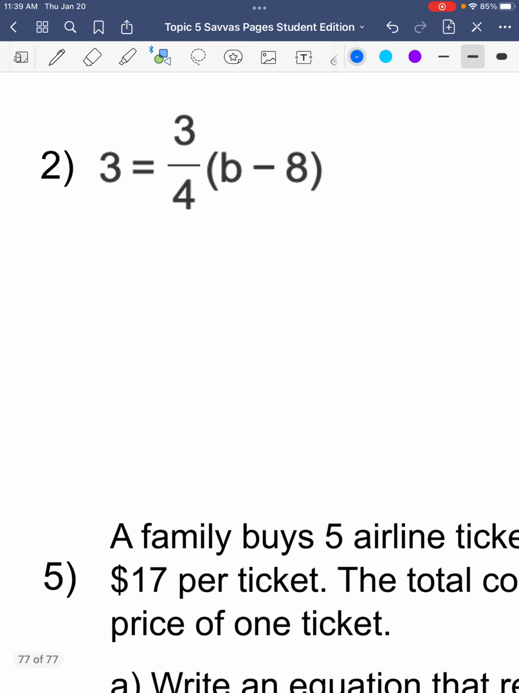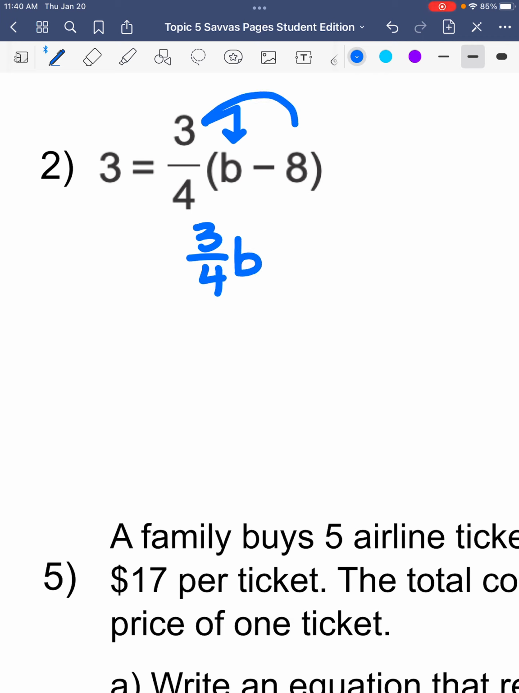Moving on to number 2. 3 equals 3/4 times b minus 8. Same thing. Over on this side, I have a number outside of my parentheses that I have to multiply with what's inside of the parentheses, and that'll get rid of the parentheses so I can solve the equation like normal. So the first thing I'm going to do is multiply 3/4 times b, and that's going to be 3/4 b.